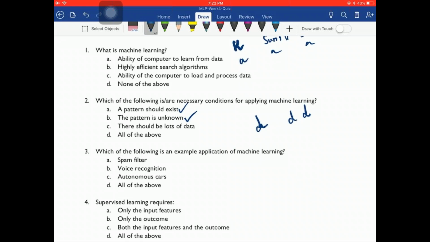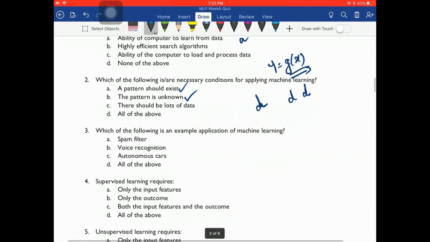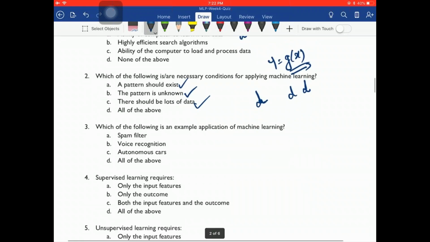The pattern is unknown means, when we discussed that g(x) is a God's function, we never knew that g. That's why we are fitting machine learning. It's not about unsupervised learning. Unsupervised learning also has a pattern, and in supervised learning also we have a pattern, but the pattern is unknown in both cases. If we know the pattern, then we have the function, so we don't need to do anything else. That is one very important factor, that you don't know the pattern. That's why you're fitting the model. There should be lots of data, right? This is one of the necessary conditions.